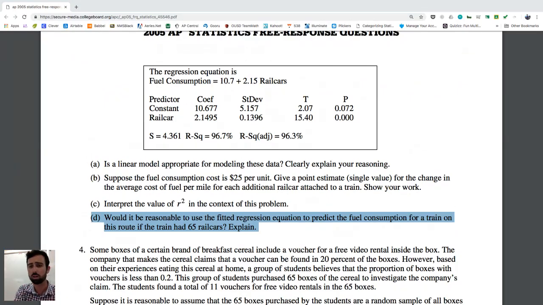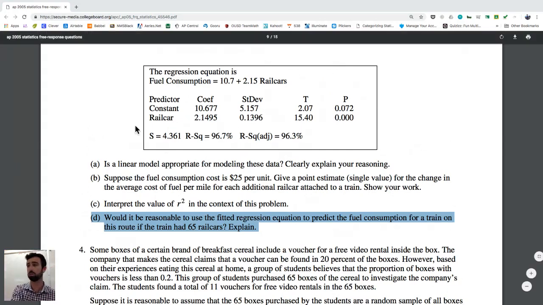Ooh, very good. So for extrapolation here, it wouldn't be reasonable to use this line of best fit, because the biggest data point we have is 50, and 65 is too far away from the data that we collected in order to say we could accurately describe what the fuel consumption would be for a route that had 65 cars.